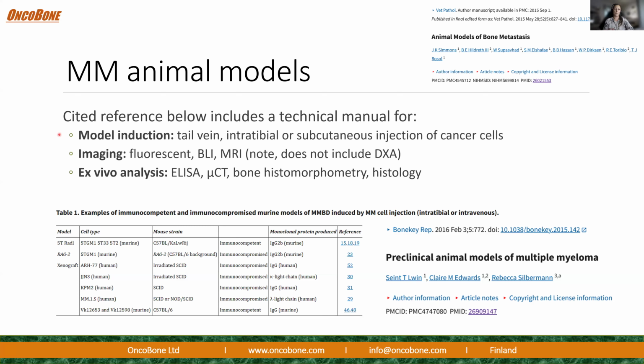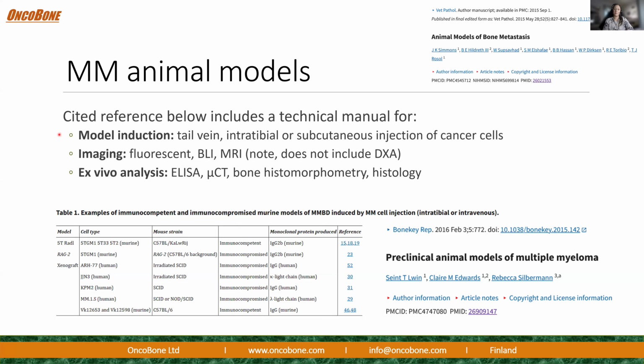So, how to induce multiple myeloma models in the animal. There you have a few choices. The first choice is to use a tail vein injection. This is the injection of multiple myeloma cells into the tail vein. They will then naturally circulate with the blood flow, and this is considered an orthotopic model for multiple myeloma.